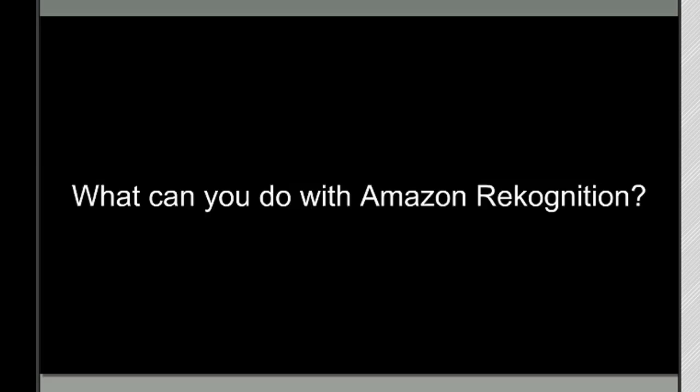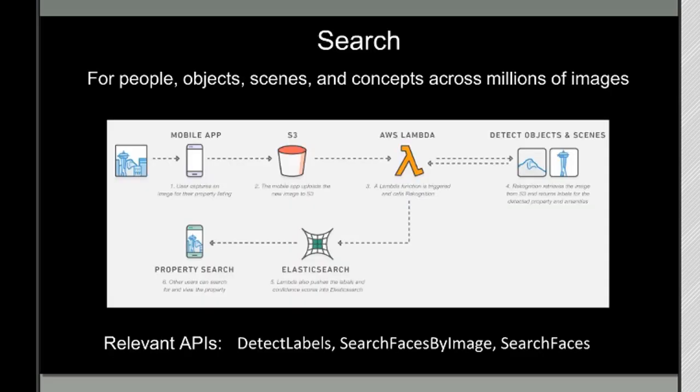So what can you do with Rekognition? We look at some of the scenarios that people are using. We have many customers adopting, and so we tried to normalize these across a number of different general approaches. Search is a very popular pattern that we see for people looking at object scenes, looking for specific people in a facial recognition environment.